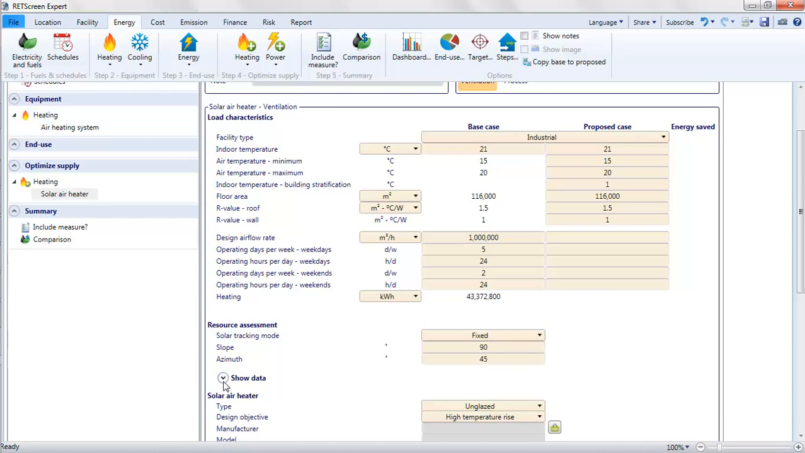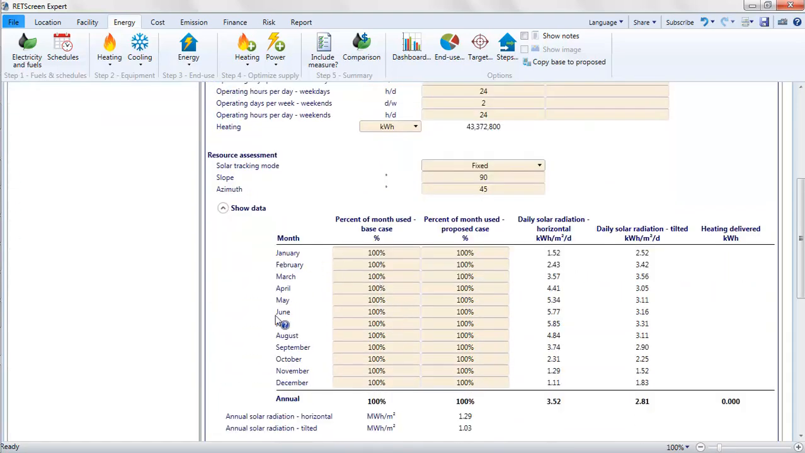Clicking on Show Data reveals a table with monthly usage of the system. We know that heating is not required from mid-May through mid-September, so to ensure that RETScreen does not accord any benefit to the solar air heating system during these months, for the percentage of the month the system is used, I'll enter 50% for May and September, 0 for the summer months, and 100% for the other months.